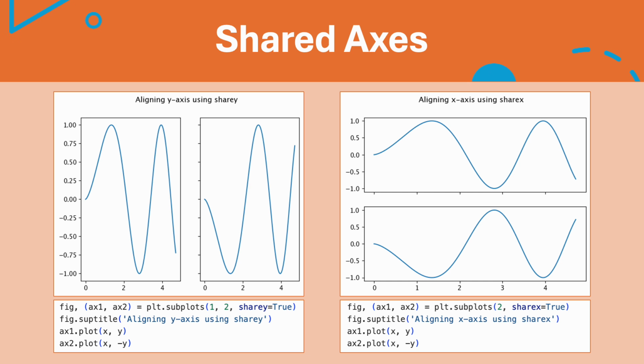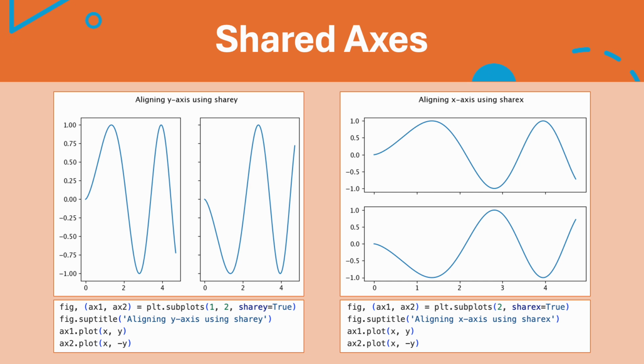Further to stacking these subplots, we might also want to align the axis along which they are stacked, which we do within the subplots function using the parameter share followed by the axis of choice set to true. As in this example, for horizontally stacked subplots, we would want to share the y-axis, so we use the parameter sharey set to true. For vertically stacked subplots, we would want to share the x-axis, so we use the parameter sharex set to true. Now earlier, I mentioned that we might want to stack along both the horizontal and vertical axes.